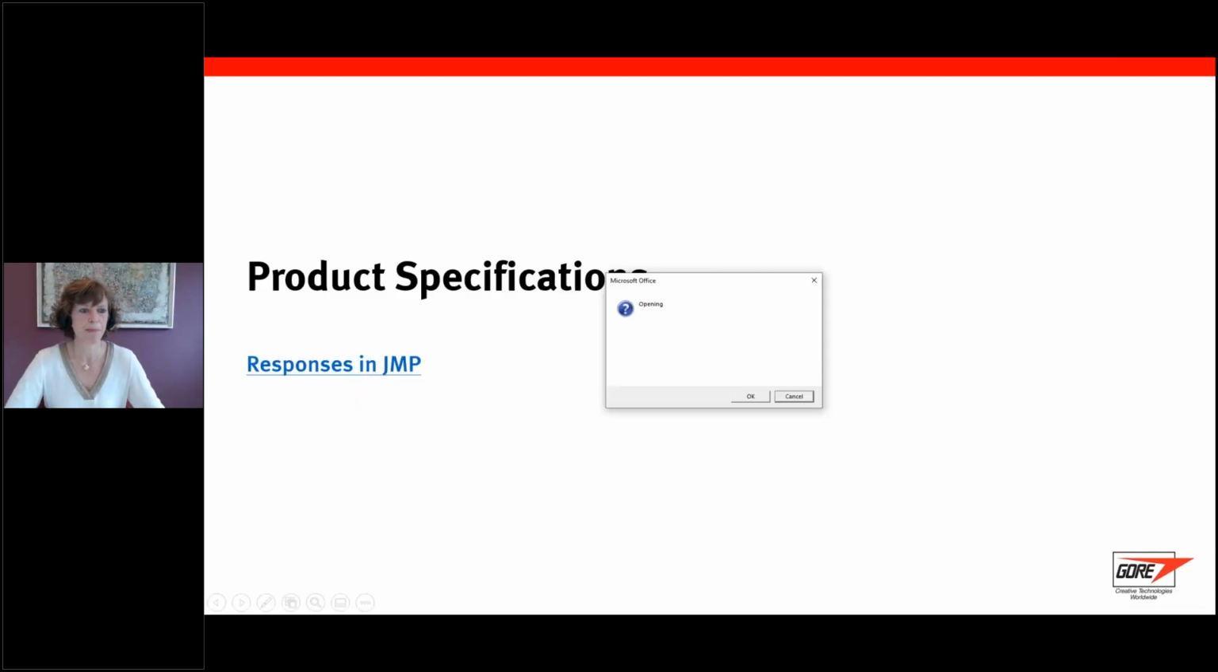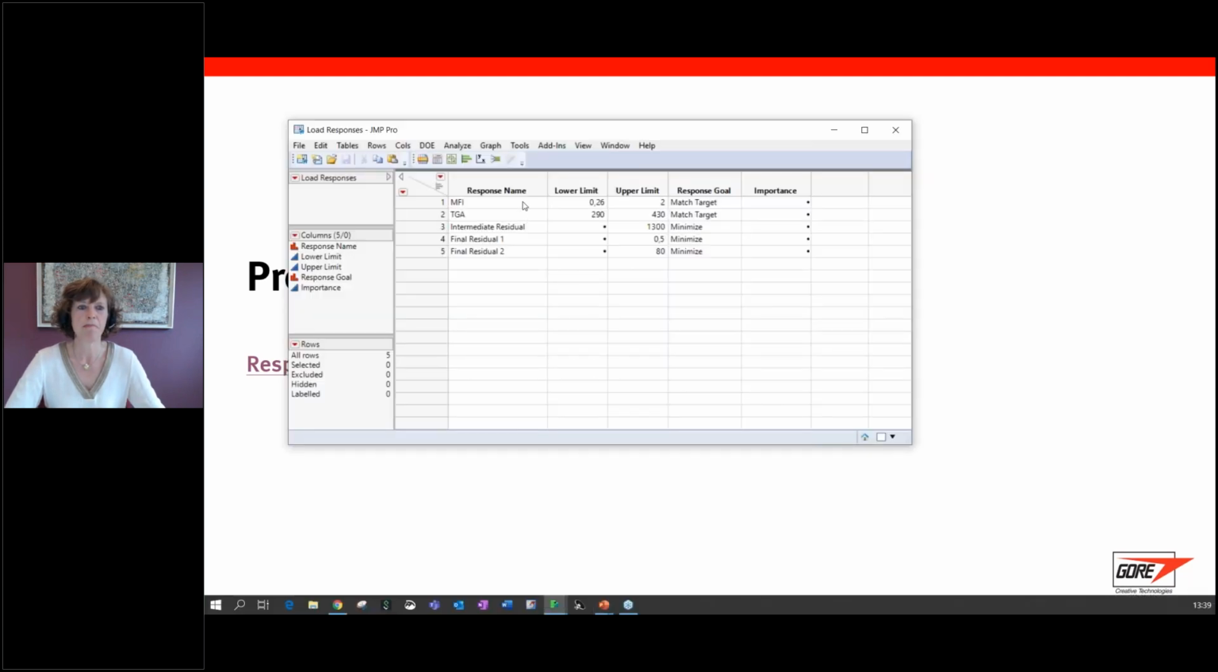Let's look at the product specifications. What did we have to meet? The 2 product properties that I picked here out of many more are an MFI, so melt flow index, and TGA, a thermogravimetric analysis. I won't go into any detail here. We have limits where the property has to land in, and we have the measurement of some residuals. We want to wash out some chemicals that we used to make the reactions go properly, and we want to, of course, minimize those.